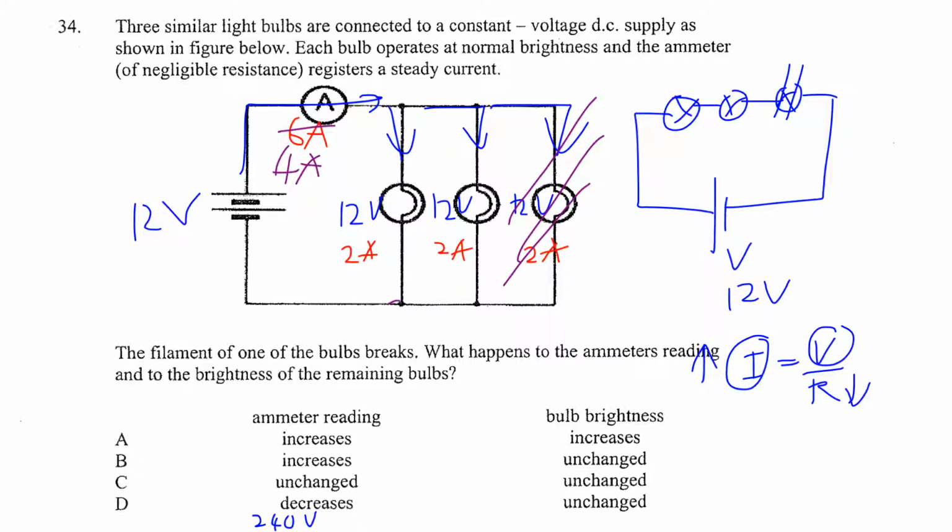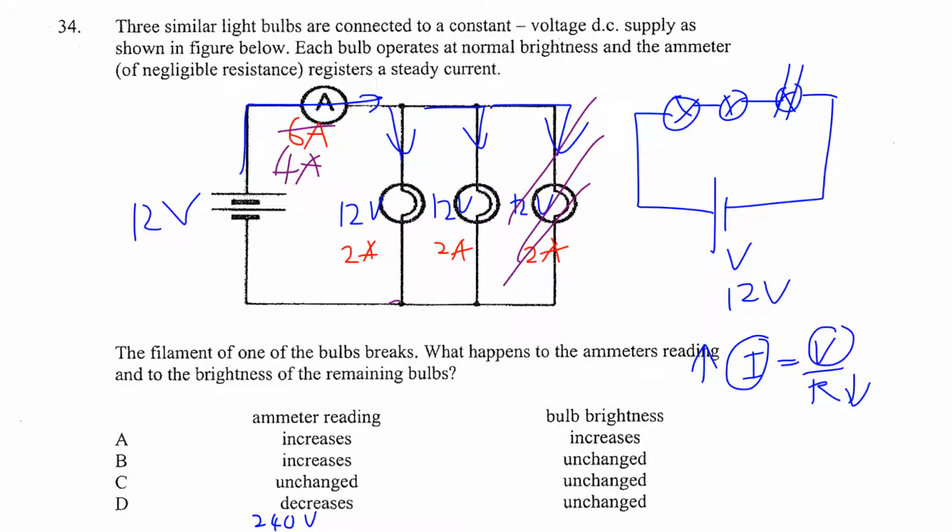So what is the total current that the ammeter will show you? 6 ampere, because the current here will split to 1, 2, 3. Now when one of the bulbs breaks, my question is, will this and this still remain as 12 volts? Yes. Definitely, because it is connected in parallel.